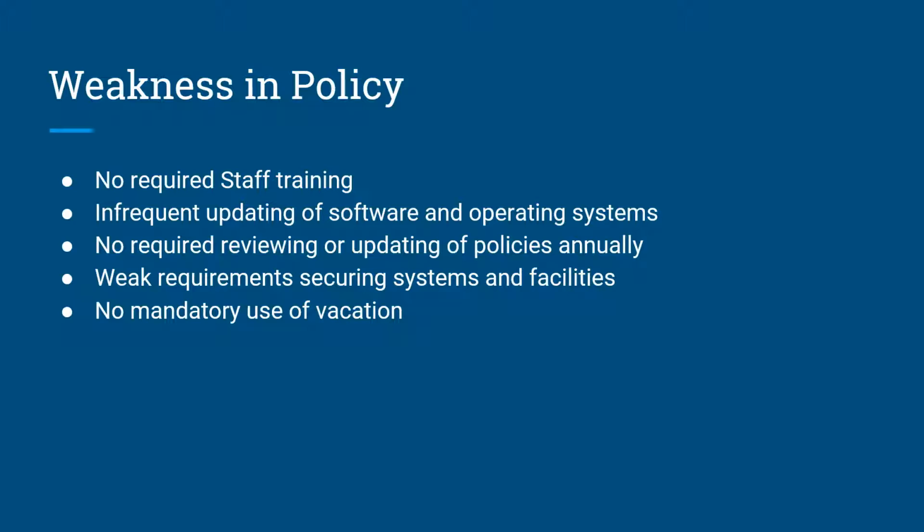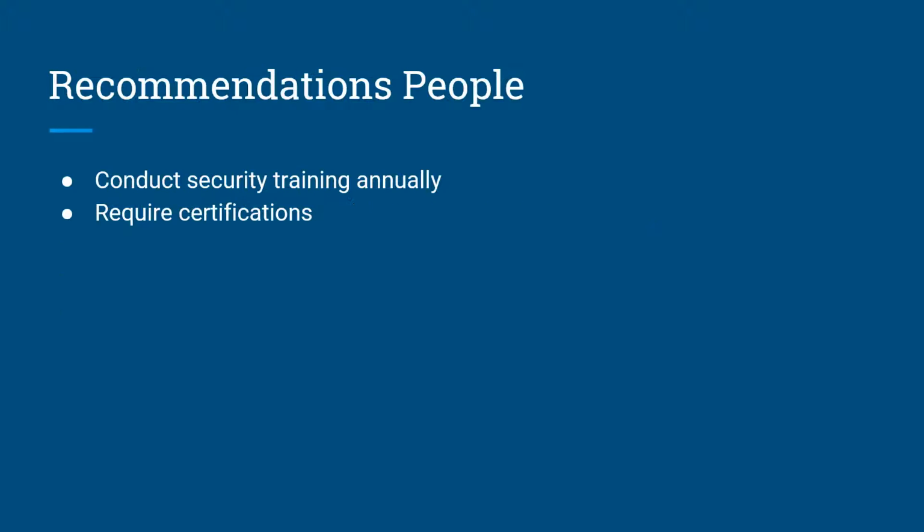Another weakness in policy includes weak requirements securing systems and facilities. This allows various exploitations to the weak systems and facilities. No mandatory use of vacation can cause problems in the organization between employees because of the lack of relaxation and the high amount of stress.